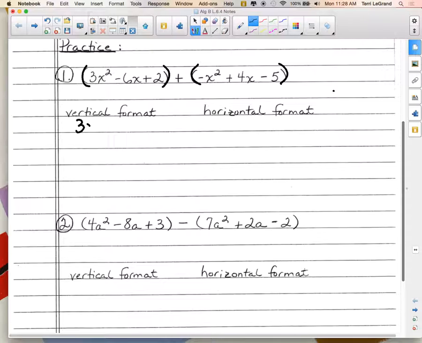So we'll write down our first one, and we're going to change the subtraction inside of it to add the opposite. So instead of a minus 6x, it's going to become plus a negative 6x. And then vertically means we're going to line the other one up underneath it. So we're going to have negative x squared plus 4x. We have a subtract 5, so we'll change that to plus a negative 5.